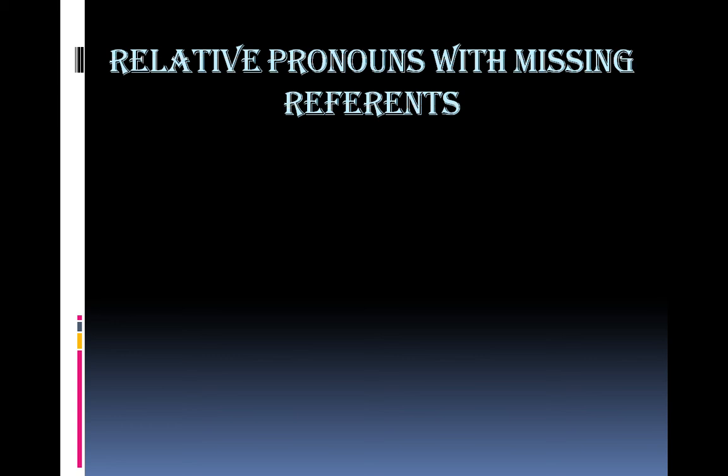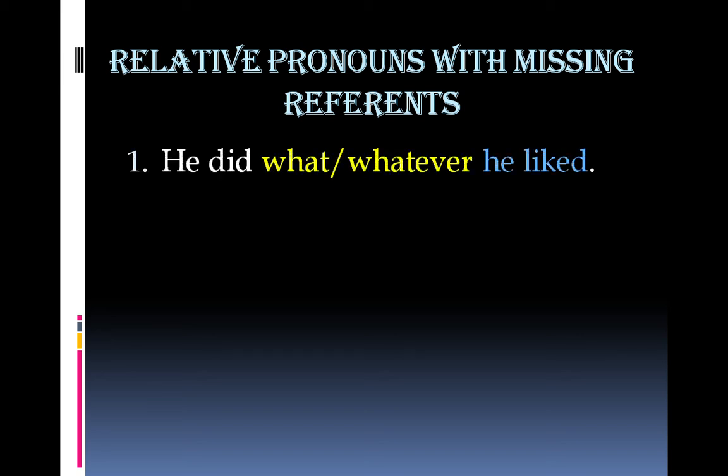It's possible to use relative pronouns even when the referents are missing. The nouns these relative pronouns have been used for are not there. They have not been mentioned in the sentences. Let's take a look at the examples. He did what or whatever he liked. Now, how shall we identify these words, what or whatever, as relative pronouns? Through Urdu translation. The translation tip is going to help us here as well.